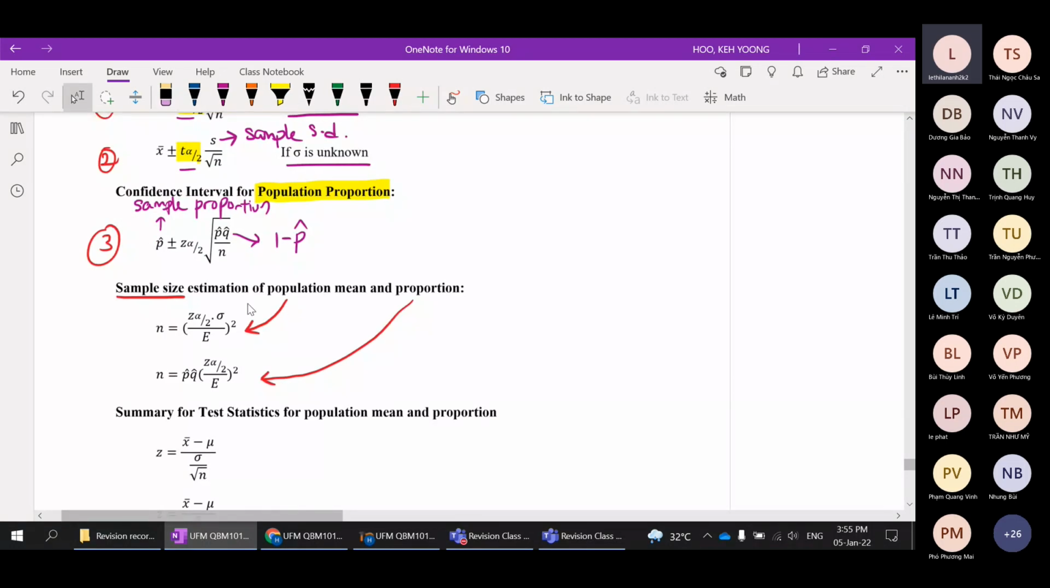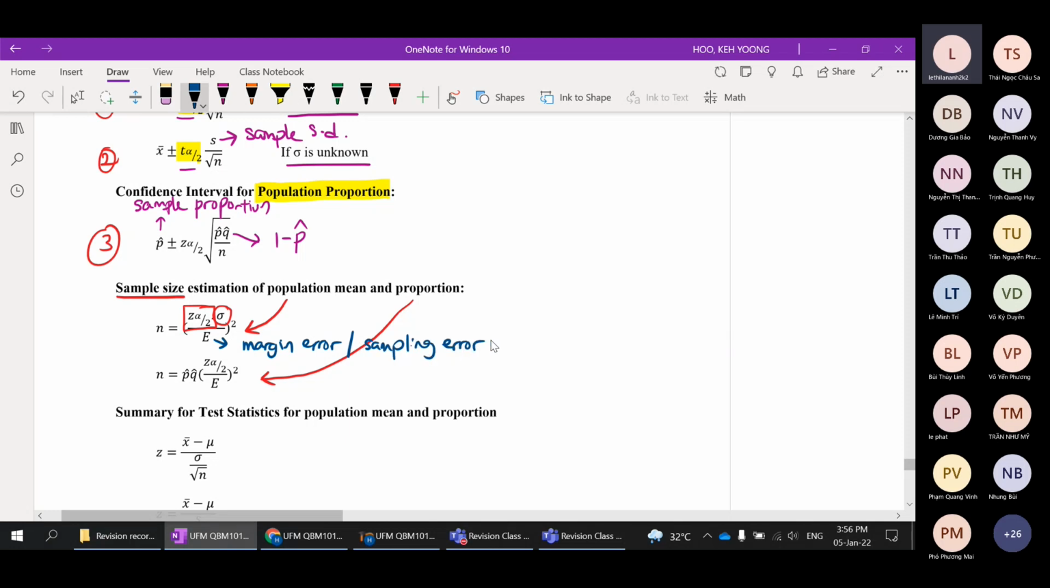So Z value is how you find it when you want to find the confidence interval just now. You will substitute the Z values inside this formula. Sigma is the population standard deviation, given. Then this E is called the margin error or the sampling error.